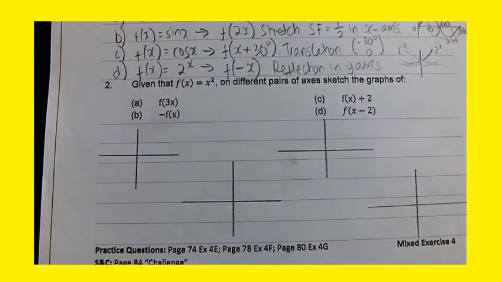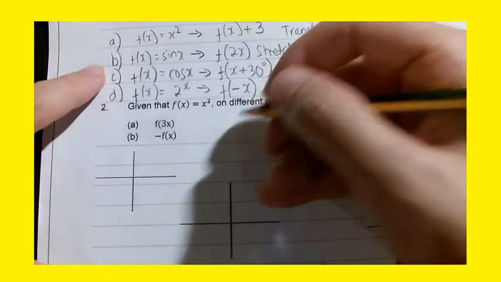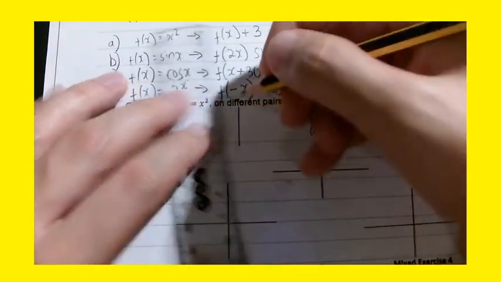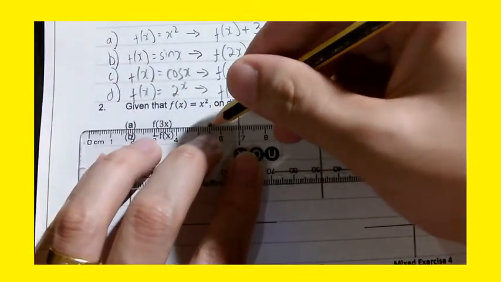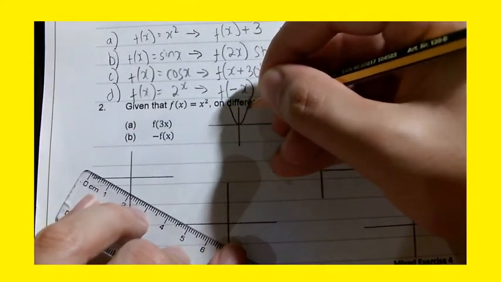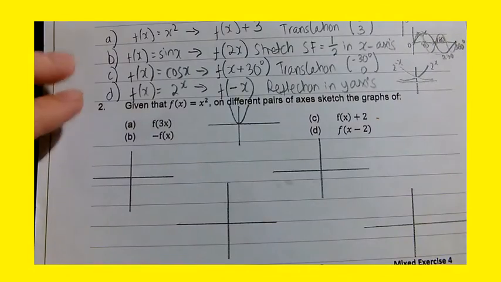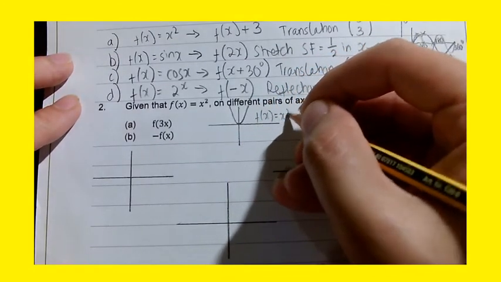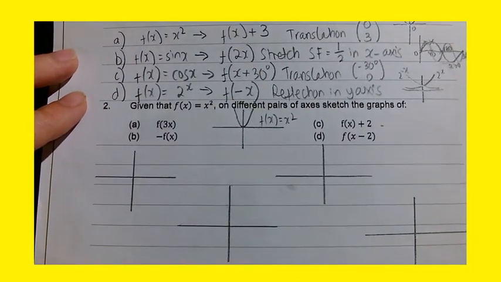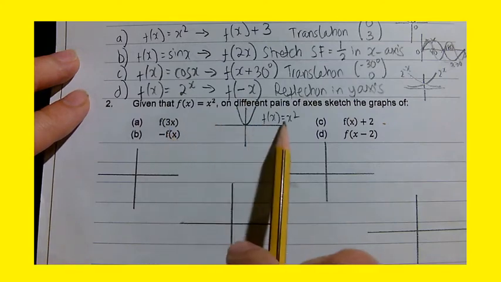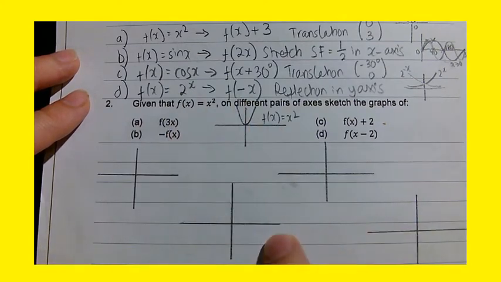Okay. Now what's really important is first to understand what x squared looks like. We know it looks like that. Okay. So that's why f of x equals x squared. Right, the first thing we're going to start off with is f of 3x. So we've got to sketch f of 3x. And what would that look like?